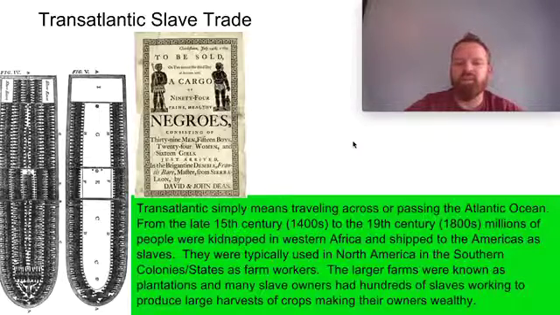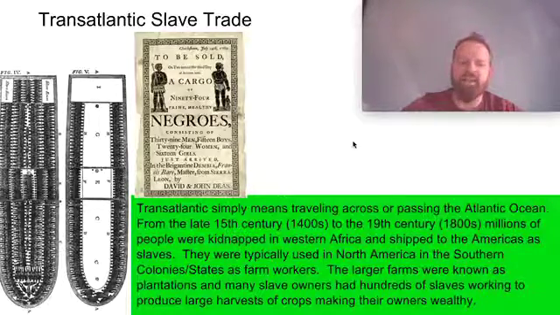From the late 15th century to the 19th century, millions of people were kidnapped in Western Africa and shipped to the Americas as slaves. They were typically used in North America in the southern colonial states as farm workers. The larger farms were known as plantations, and many slave owners had hundreds and hundreds of slaves working to produce large harvests of crops, making their owners very, very wealthy at the expense of the slaves.